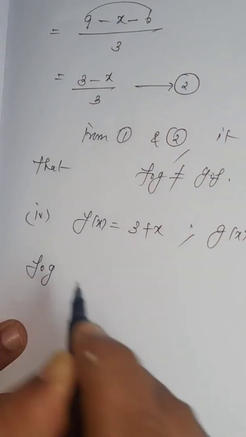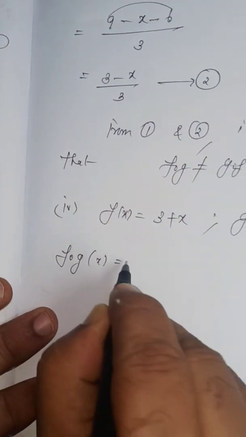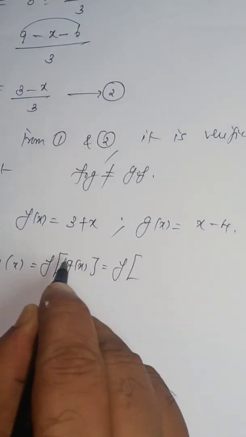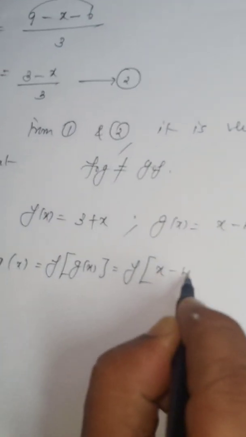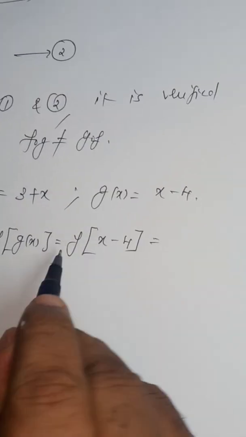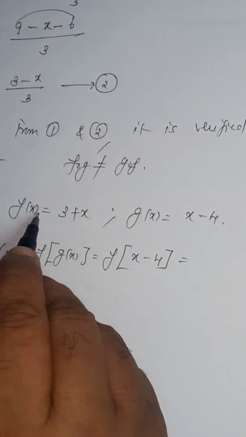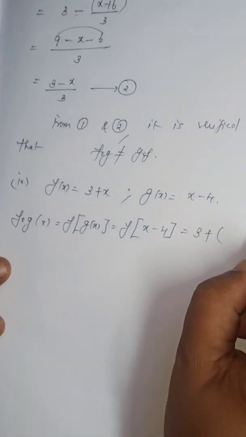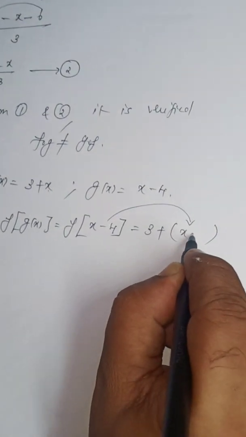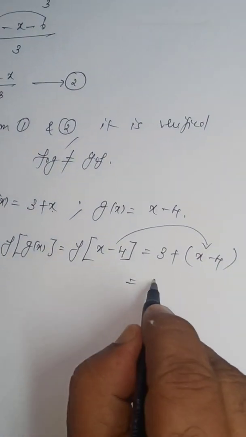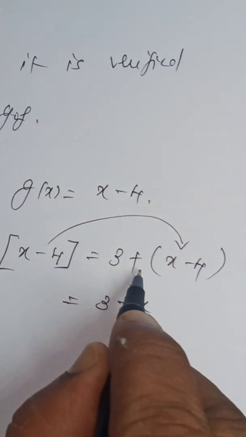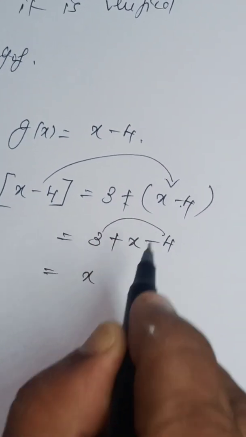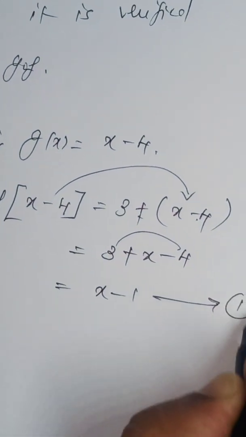First we can find f dot g. Introduce x. f, within brackets you have to write g of x. The g of x can be replaced by x minus 4. Outside the bracket we have f. Go to f. Here it is 3 plus, write as it is. That x can be replaced by brackets. Inside the bracket you have to write x minus 4, equals 3 plus x minus 4. So x write as it is, 3 minus 4 is equal to minus 1. Let it be equation number 1.